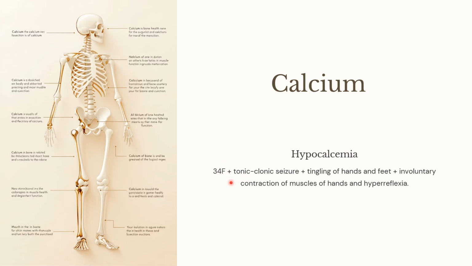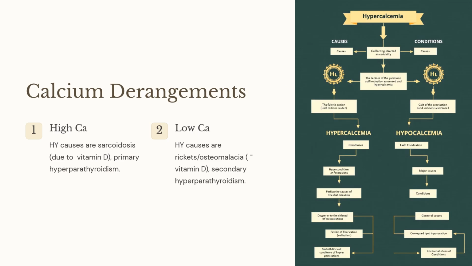A 35-year-old female presents with tonic-clonic seizures, excitability of the nerves, tingling of hands and feet, involuntary contraction of muscles of the hands, and hyperreflexia. The excitability of the muscles and hyperreflexia all point towards hypocalcemia. Let's see what the causes are for high calcium and low calcium.